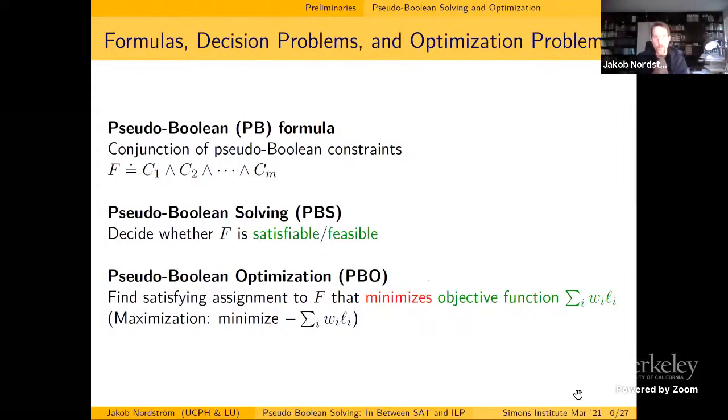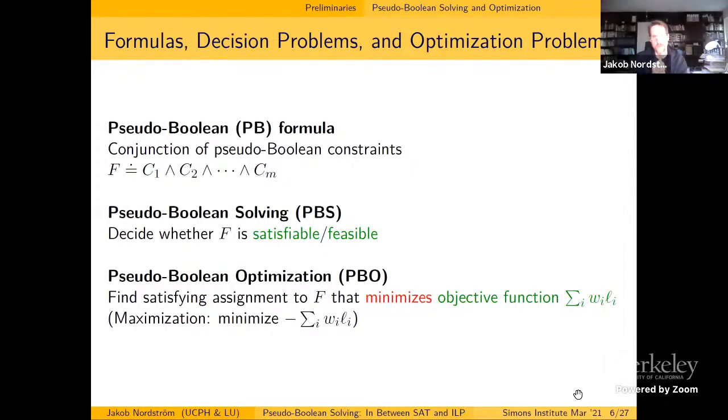And so the input that we have are then pseudo-Boolean formulas, just conjunctions of such constraints. And then we have two problems that I want to discuss with you. And one is just the satisfiability problem, but ported to the pseudo-Boolean setting.